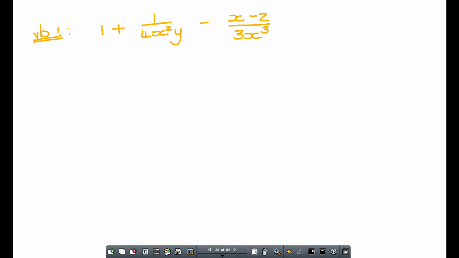Okay. Good, so example 1. I'm saying 1 plus 1 over 4x squared y minus x minus 2 over 3x to the power 3. Now, this 1 is actually 1 over 1. So currently I have denominators of 1, 4x squared y, and 3x to the power 3. Give me a number that all of them can go into. In other words, what is going to be my lowest common multiple? 12 what? 12x to the power 3y, no? Okay, let me just quickly write it there for you.